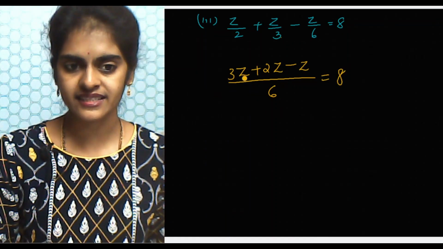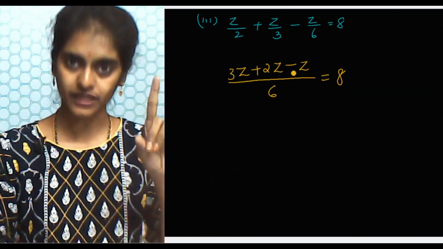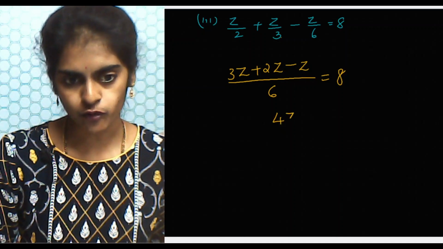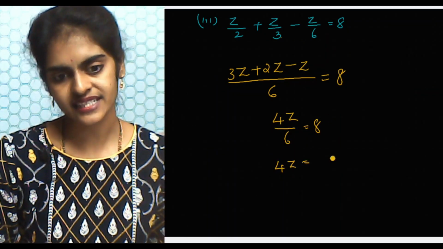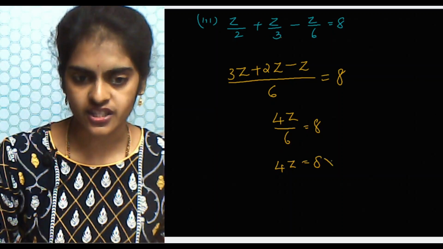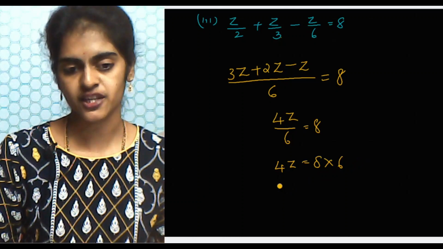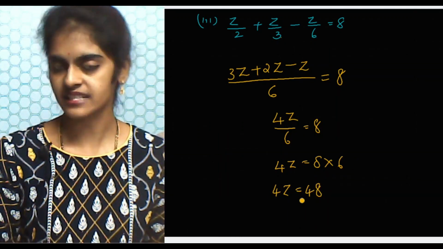Now just solve this. This is 3z plus 2z is 5z, 3 plus 2 is 5. Minus 1z, 5 minus 1 is 4z by 6 is equal to 8. So 4z is equal to, let me send the 6 to RHS, so it becomes multiplication. Okay, so 4z is equal to 48. 8 6s are 48.